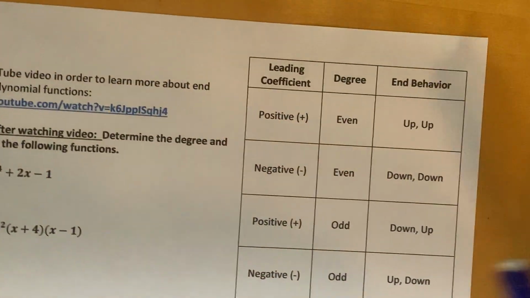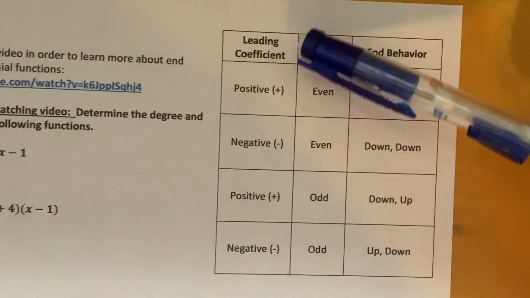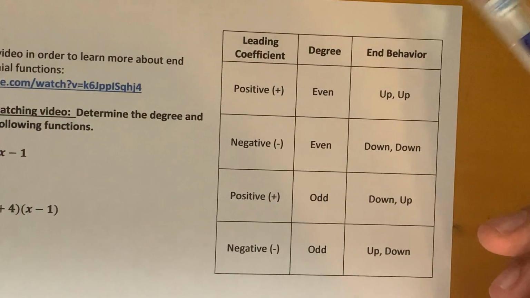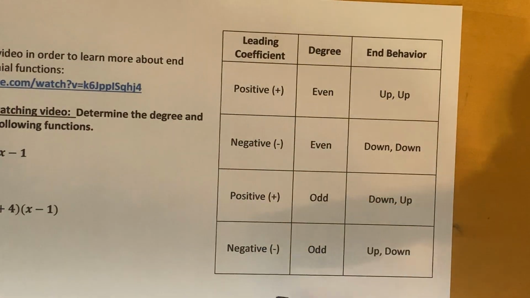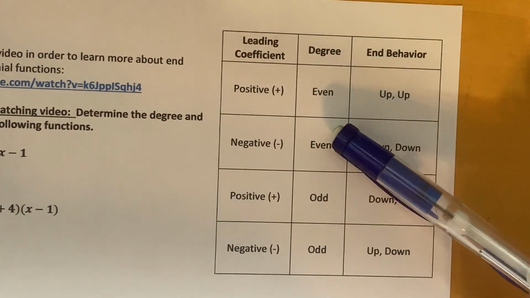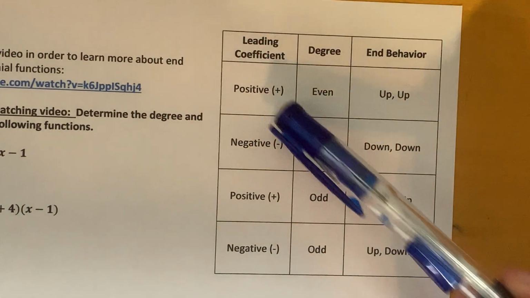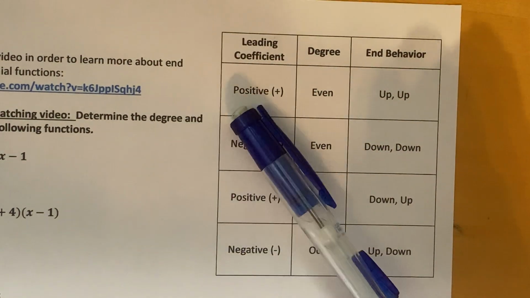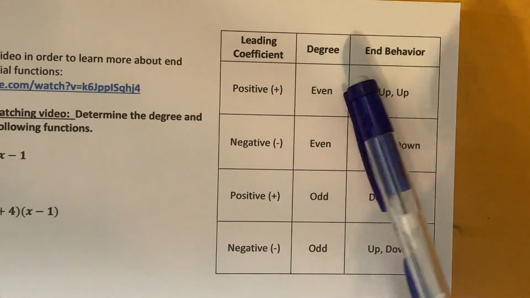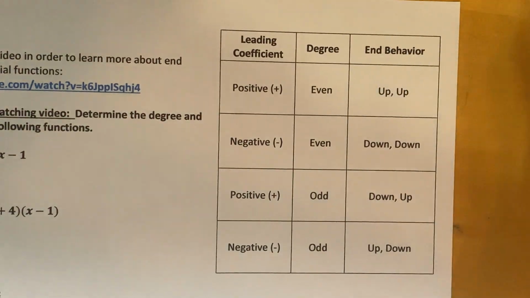But let's look at this chart. You notice how the leading coefficients are either positive or negative, right? And positive or negative. And then you have a degree, whether it's even or odd. Well, this tells you the end behaviors. If you have a positive leading coefficient and an even degree, you get an end behavior of up, up.